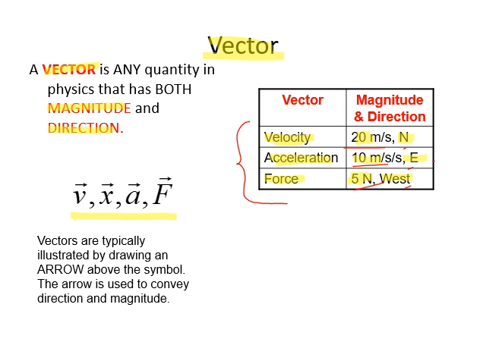You just write down the variable and then you put an arrow over it. So that is a vector quantity. This symbol represents a vector quantity. Vectors are typically illustrated by drawing an arrow above the symbol, and the arrow is used to convey the direction and magnitude basically.